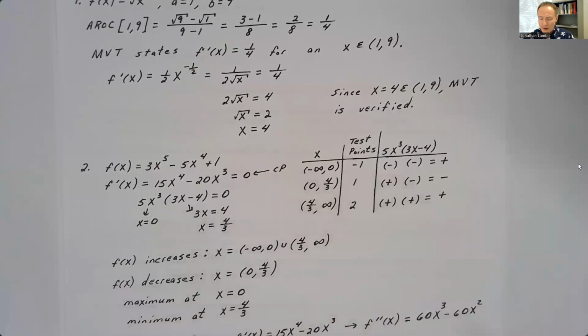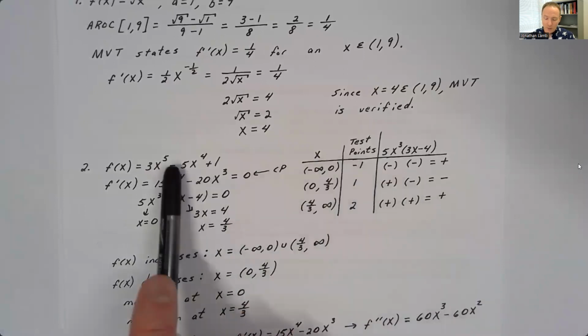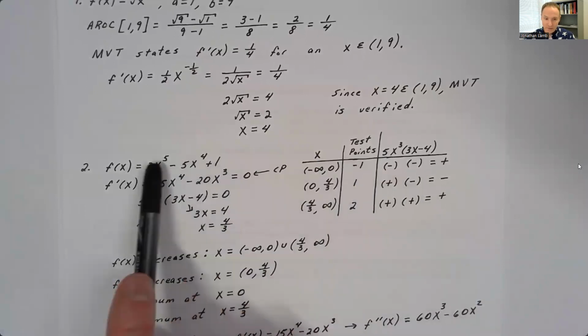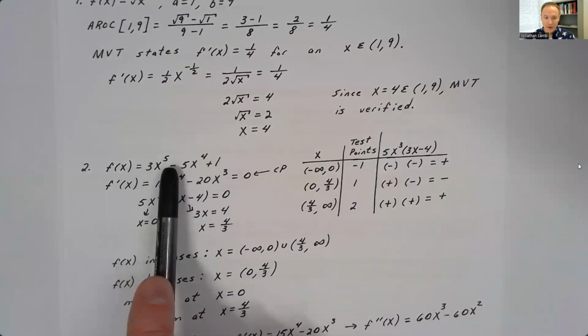Okay, so now I have my two critical points, but I don't know if those critical points are points of maximum or points of minimum. I don't know, so we need to find that out. We find that out by setting up a first derivative test. You break up the domain of the original function, which is automatically all real numbers since it's a polynomial.